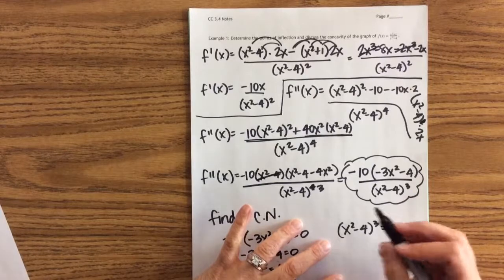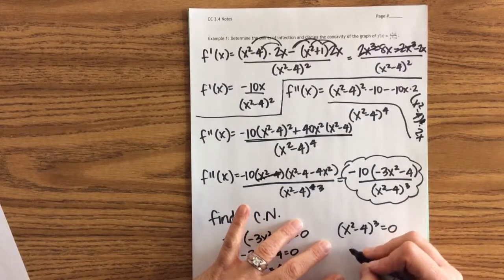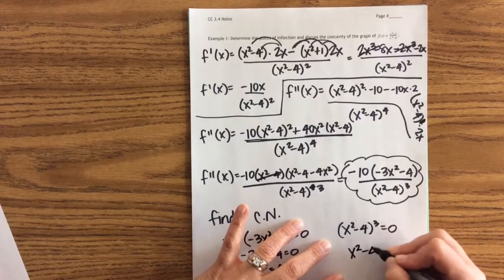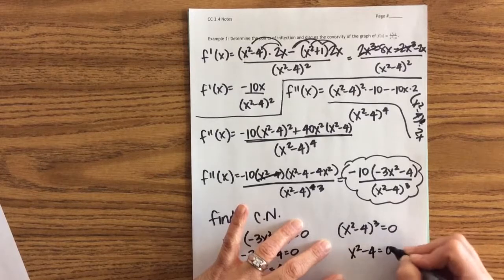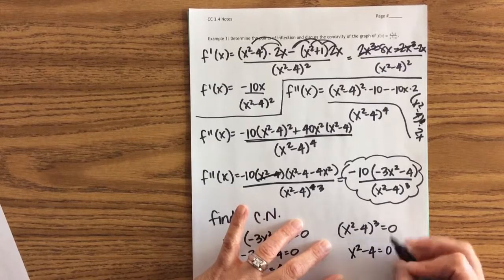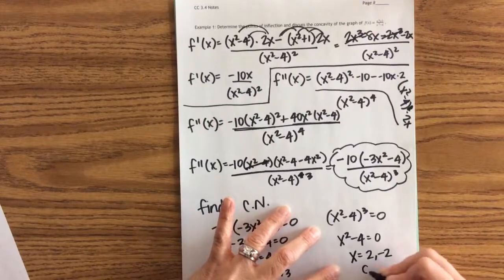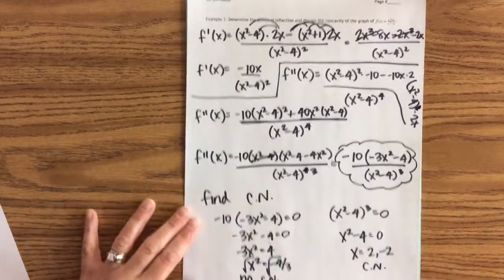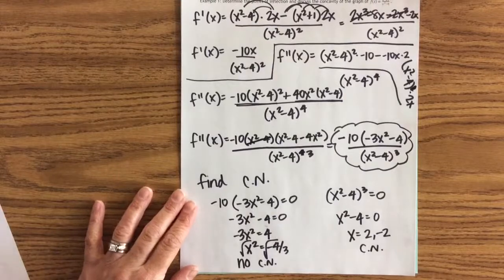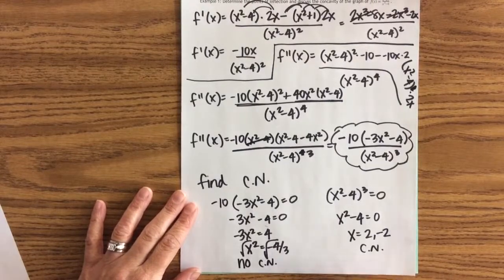I'm over here. I'm going to cube root both sides to get rid of that cube. Cube root of 0 is 0. I'll add 4 to both sides and square root. I end up with 2 and -2. Those are my critical numbers. I'm going to pause the video and I'll finish my testing on the next video.